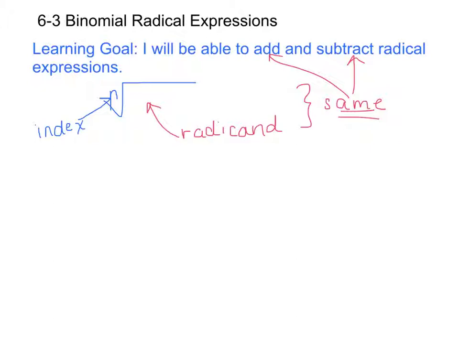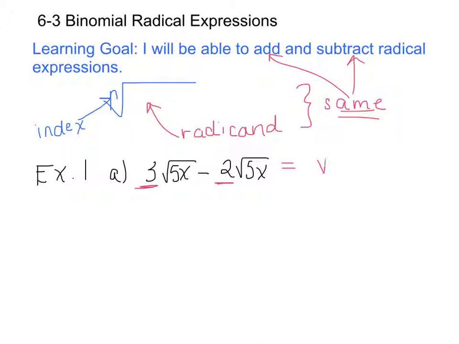Okay, so let's try one. You always check your index and your radicand. If they are the same, then you only add or subtract the terms in front of them, which is a 3 and a 2. So 3 minus 2 is 1 square root of 5x. And then you're done.